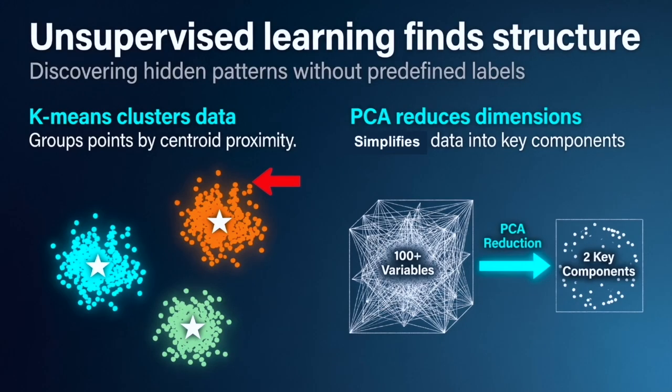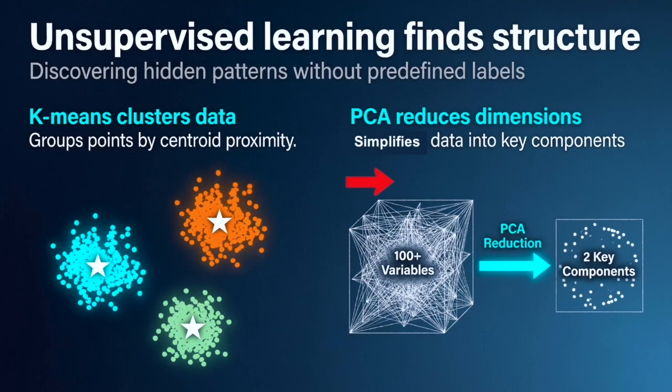A common unsupervised learning algorithm is k-means clustering, which partitions data into k clusters by assigning each data point to the nearest centroid, cluster center. The algorithm repeatedly updates the centroids until the clusters become stable, grouping similar observations together.